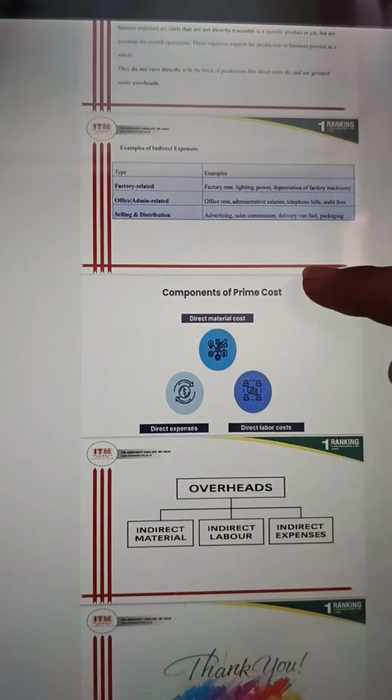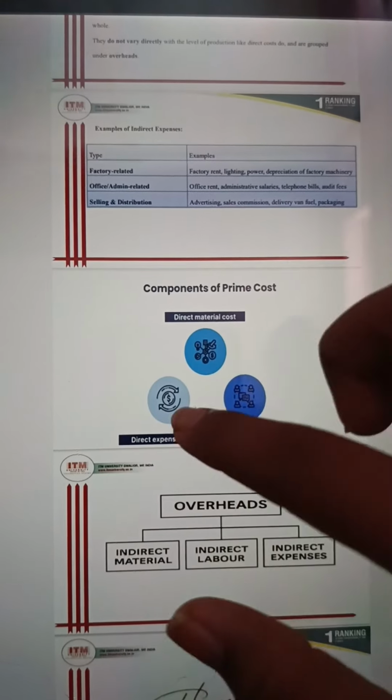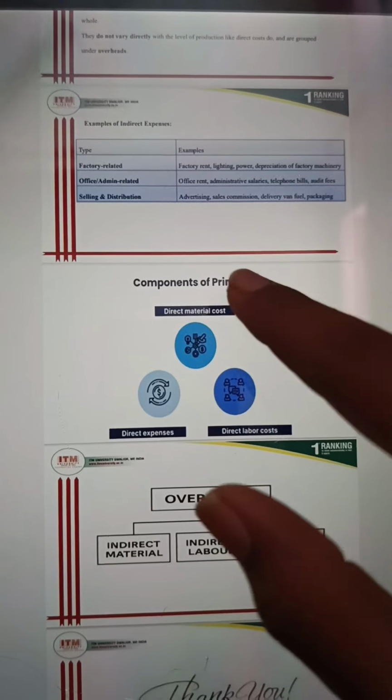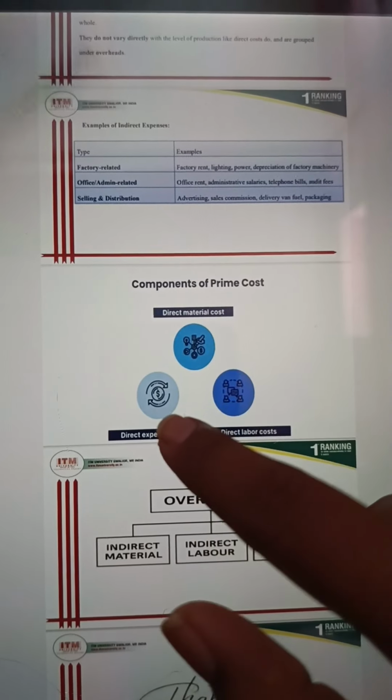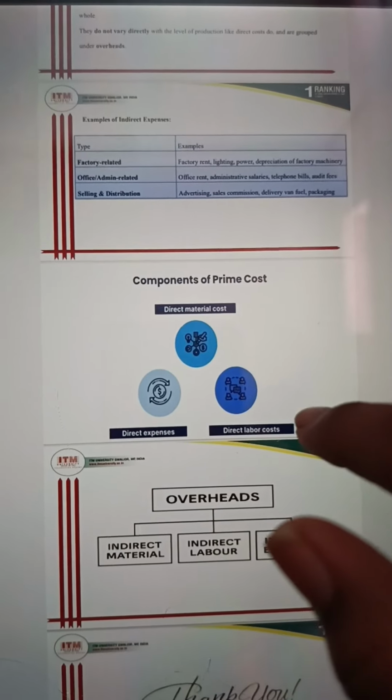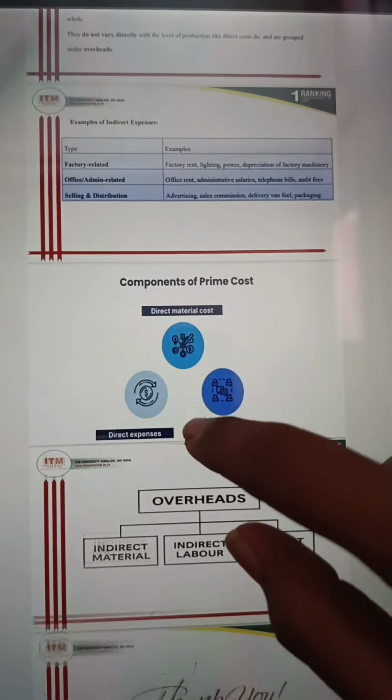Next is components of prime cost, which you also have to learn. They are direct material cost, direct expenses and direct labor cost. Prime cost combines the addition of all direct material cost, all direct expenses cost and all direct labor cost. It gives us the total prime cost. So we have to learn the definition.